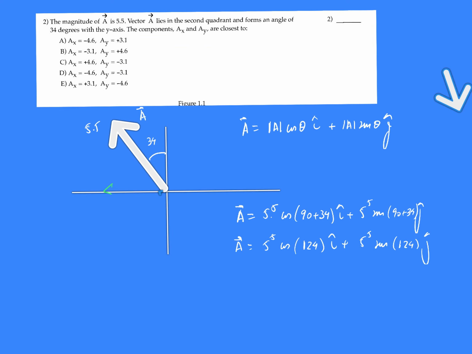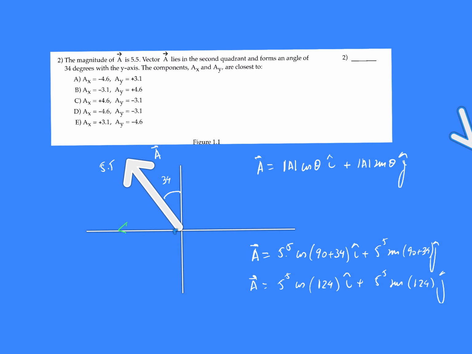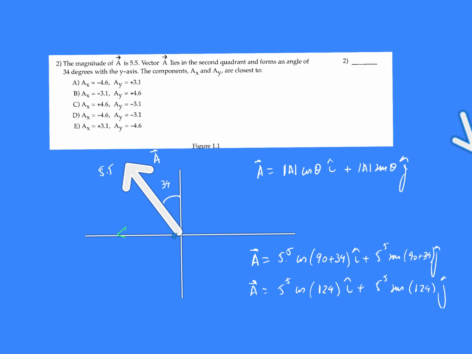Now let's do this problem. It says you have a vector. The vector is in the second quadrant, okay? The vector has a magnitude of 5.5, the length of the vector, in this direction. It makes an angle of 34 degrees with the y positive direction. It doesn't say y positive, but it's supposed to be the y positive.